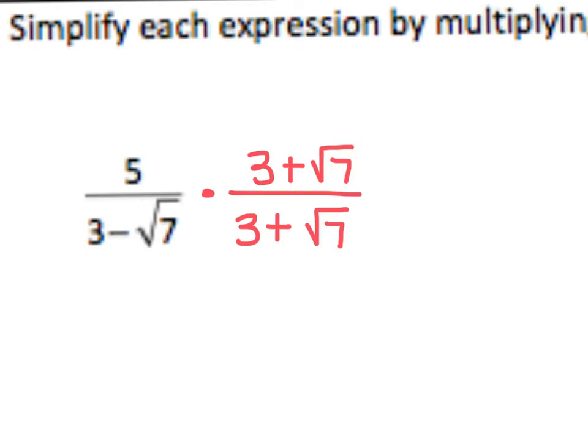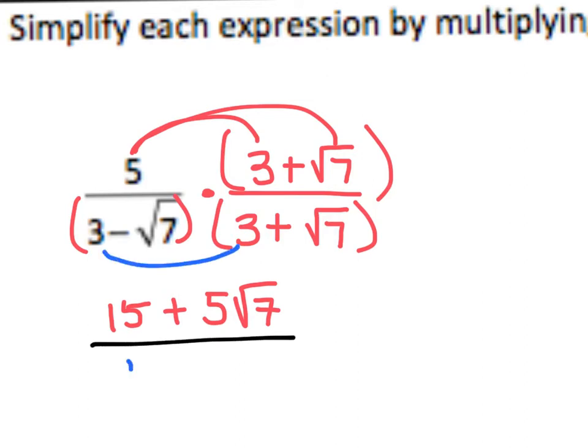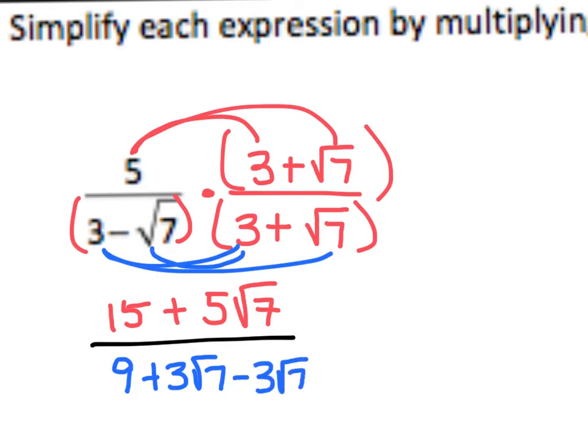So what I'm going to do now is FOIL or distribute on both the top and the bottom. On the top I have 5 times 3, which is 15, and 5 times root 7, which is 5 root 7. Okay, in the bottom I have 3 times 3, which is 9. 3 times root 7 is 3 root 7. And then I have negative root 7 times 3, which is negative 3 root 7. And then negative root 7 times root 7 is negative square root 49. And now I just have to simplify.